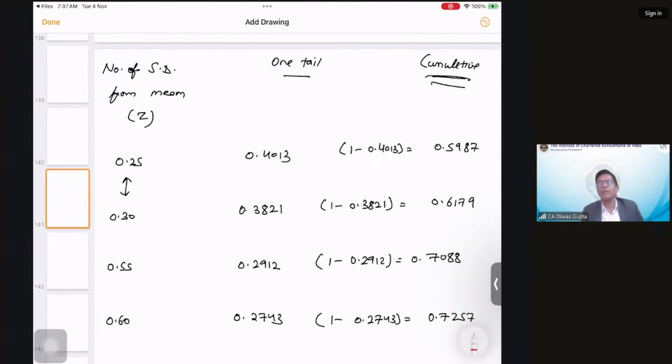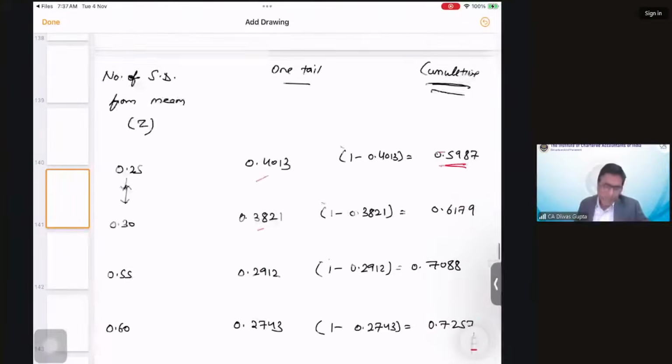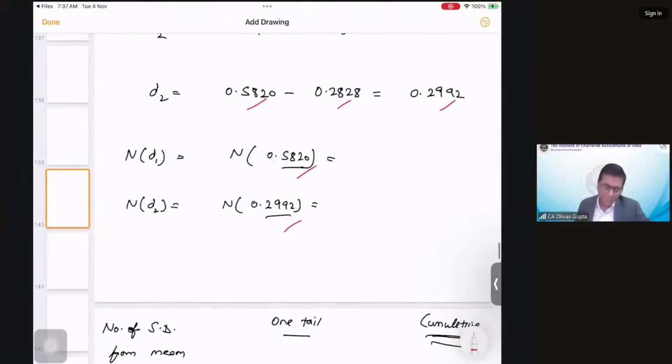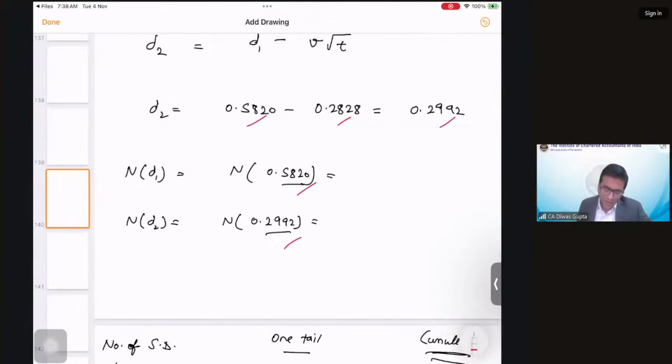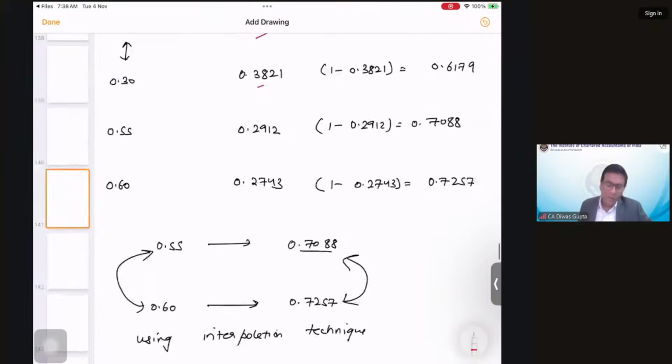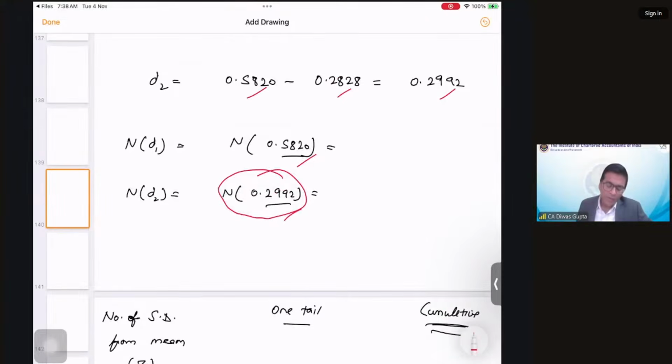Then number of SD from mean that is given to us. One tail is this much, two tail or the cumulative will become this much. Correct. So the cumulative one will become 1 minus 1 tail. Now, if you see, students, we have been given 0.25 and 0.30. However, we have to find out an in between value. And similarly, for the ND1, we have been given 0.55 and 0.60. So for that also, we'll have to find out the 0.5820 value.